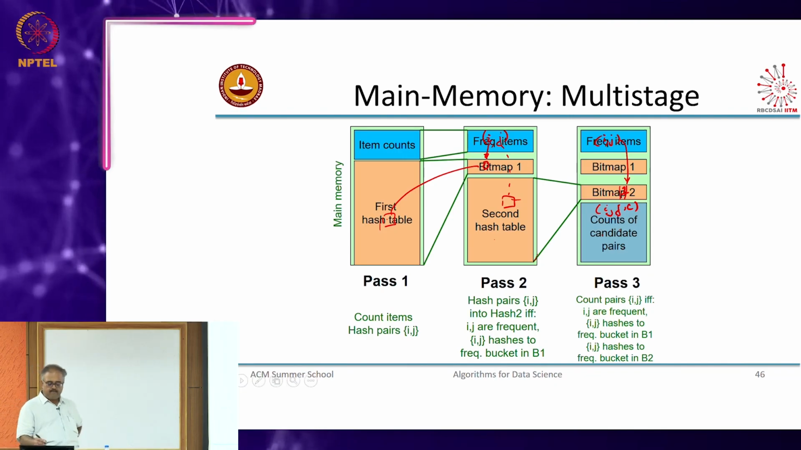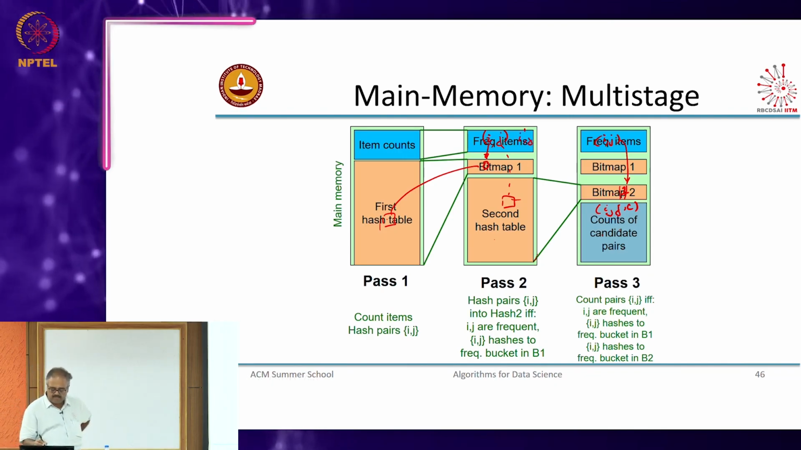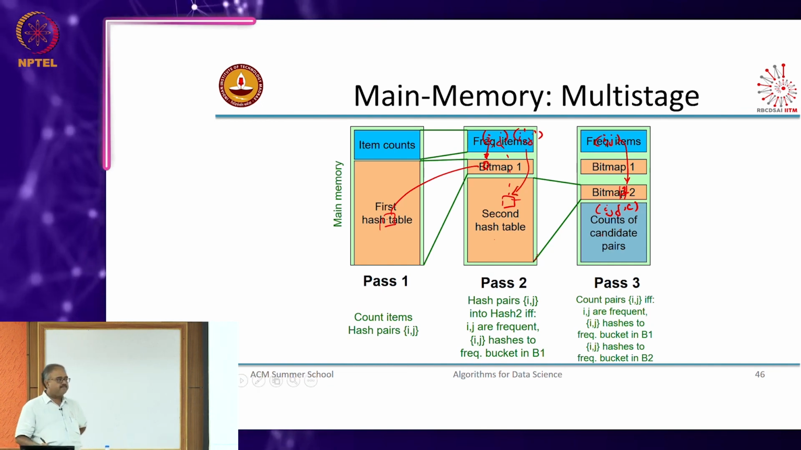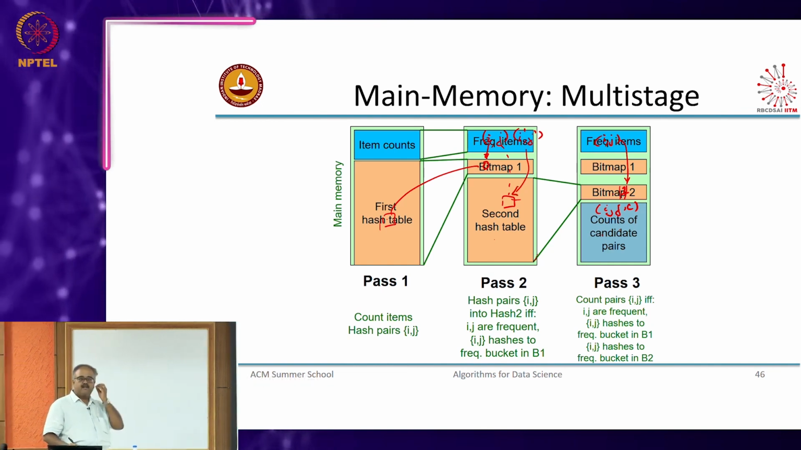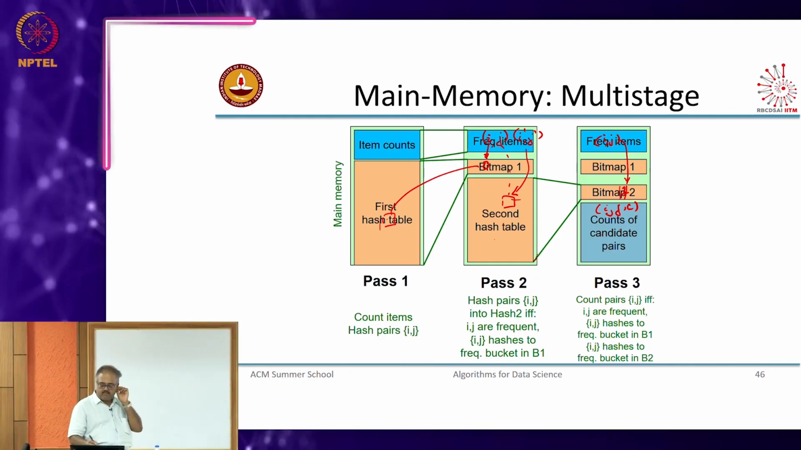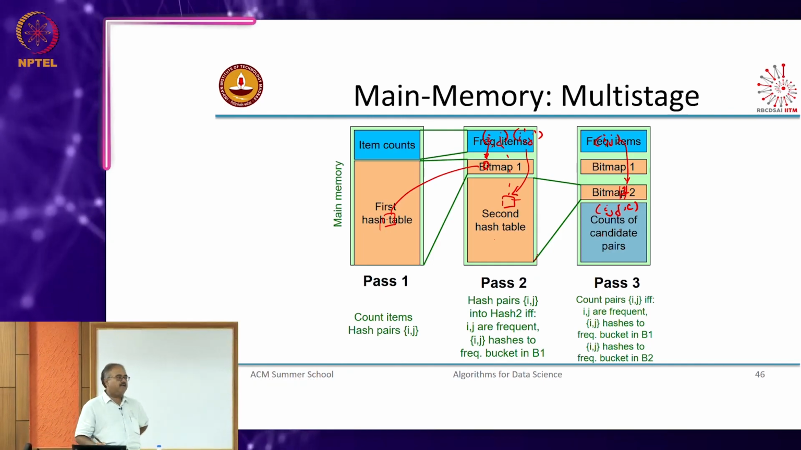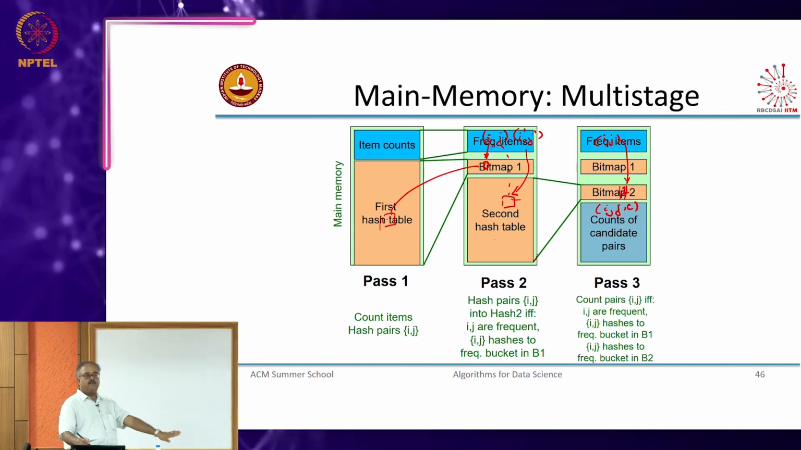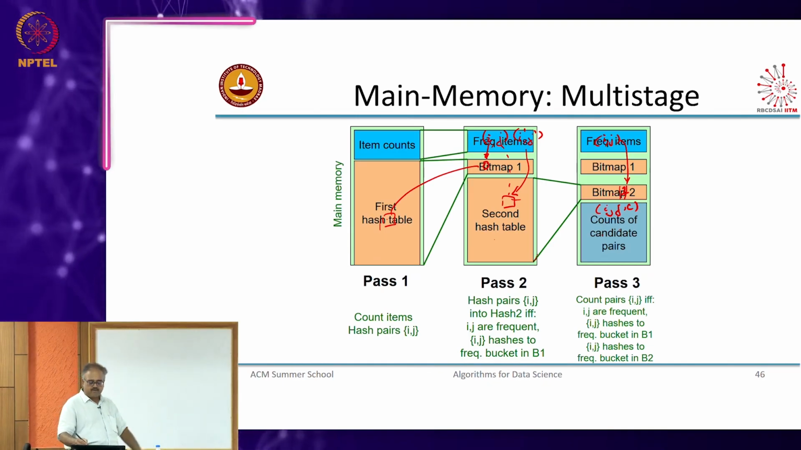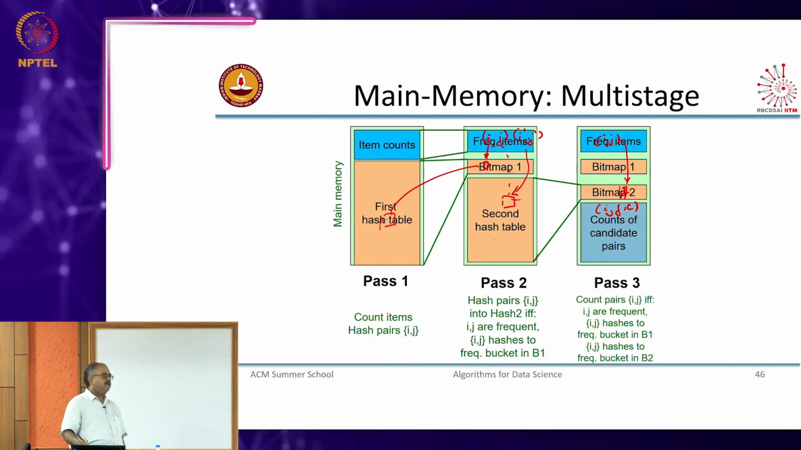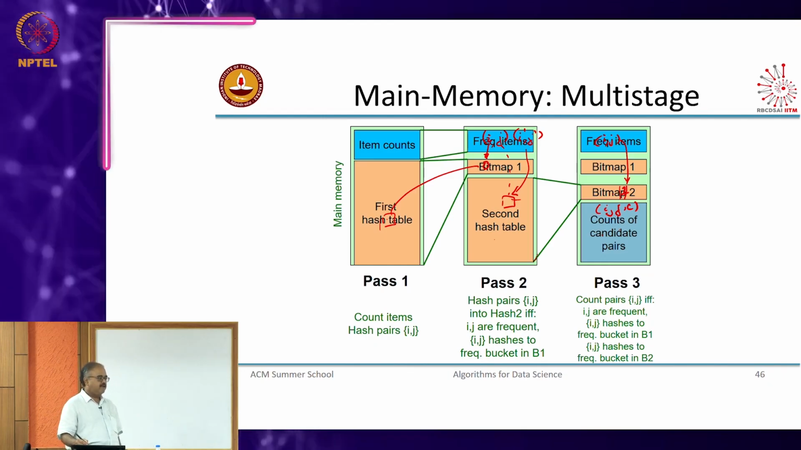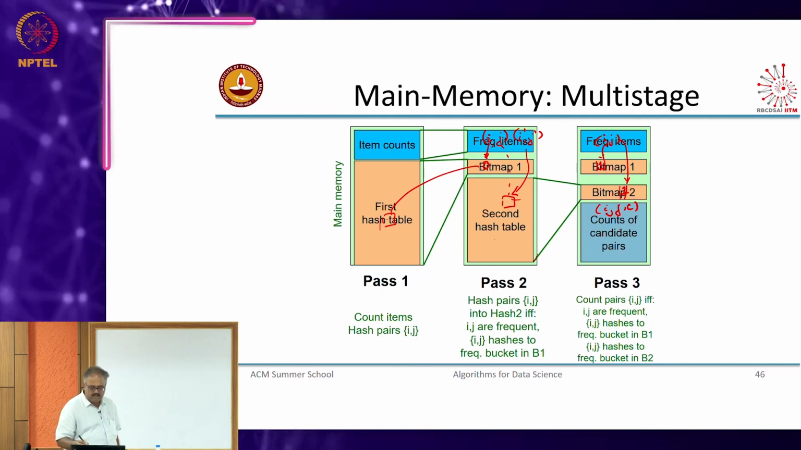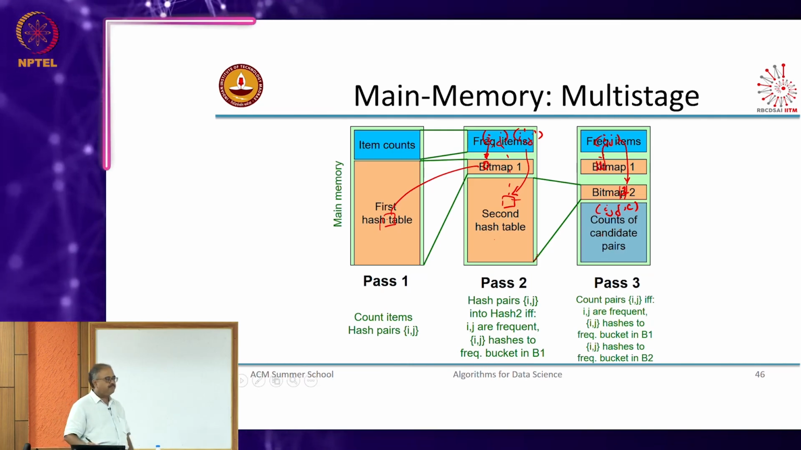Why could this be a 1? Because some other i' j' could also hash to this bucket here, and that was a frequent pair. So I would have counted that and I would have made a 1 for that. But this ij, which I for sure did not include in my count, cannot have contributed to this frequent bucket. So, unless it hashes to a 1 here, I will not count the pair ij.